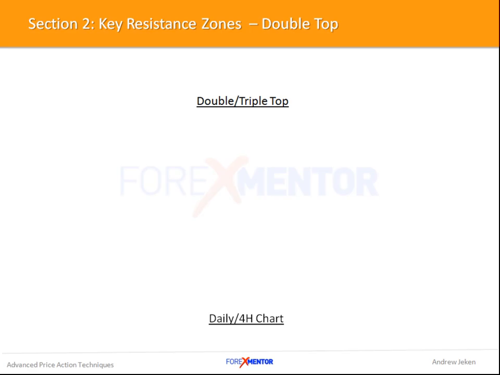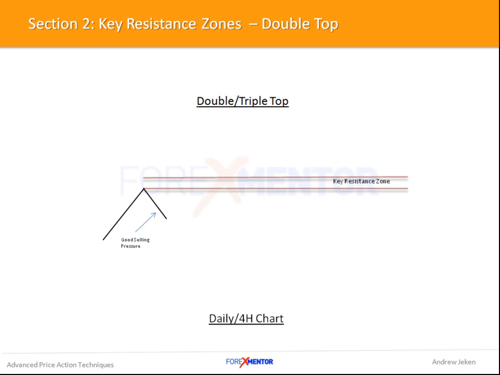This is the key resistance zones. This is the double, triple top, so it's just the inverse of what we just discussed. Price rallies. You can see we get some nice selling pressure coming off a level. We identify the highs as a potential resistance zone, and when price gets back up to this level, we look for a bearish reversal pattern to sell short.